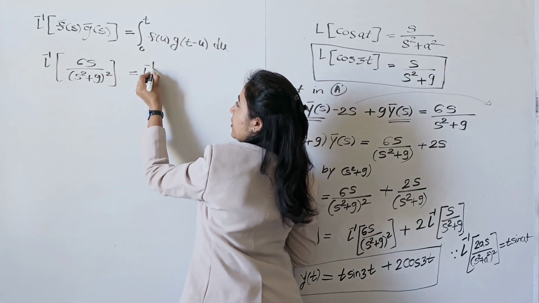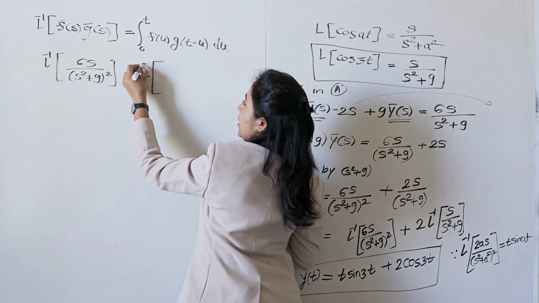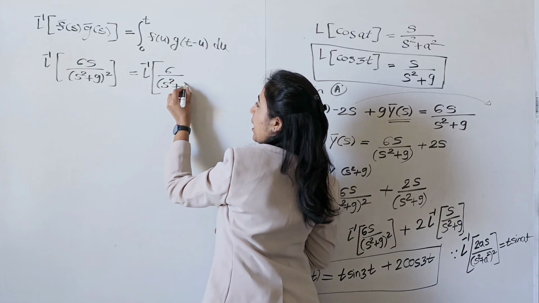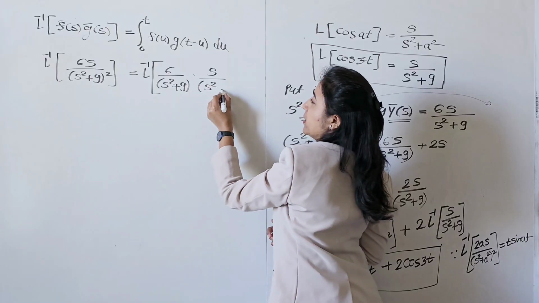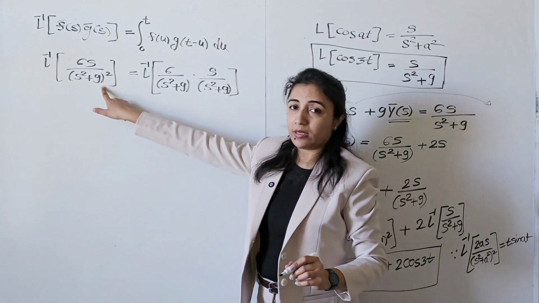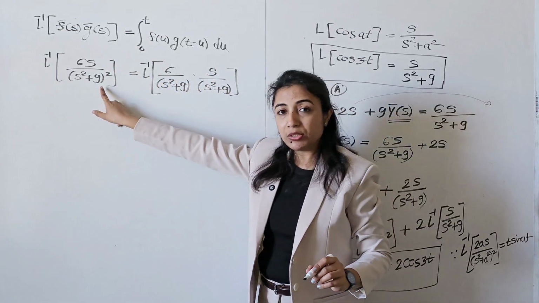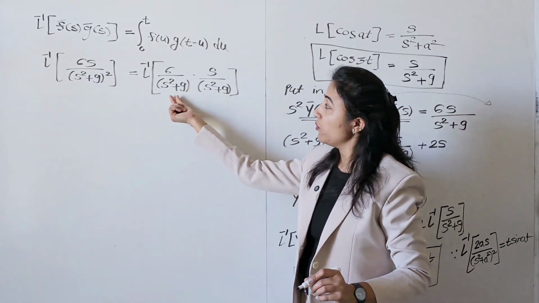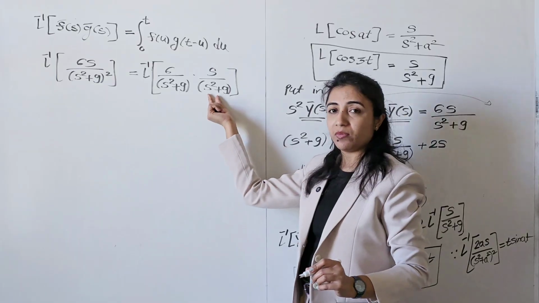So I will take the first term as 6 upon s square plus 9, and the second as s upon s square plus 9. If we take the product of these two functions, you will get this one: s into 6 is 6s, and bracket into bracket is bracket square. So the same term I have split into the product of two functions. Now we consider the first as function f and the second as function g.